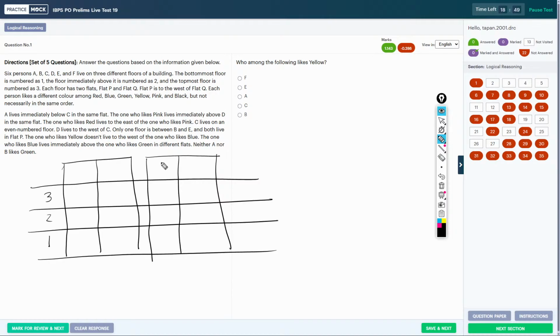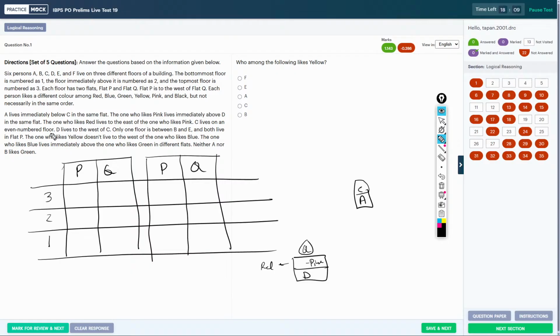Which are the flats' names? P and Q. P is to the west of Q. Right. P, Q. A lives immediately below C in the same flat. The one who likes pink lives immediately above D in the same flat. So D, pink on the same flat. The one who likes red lives to the east of pink, so they are in Q. The one who likes red, so I can start with it.